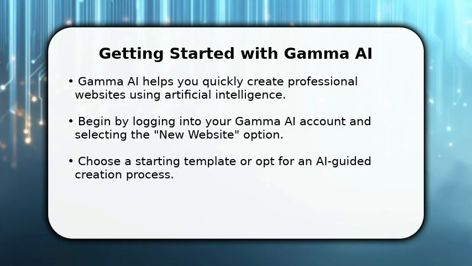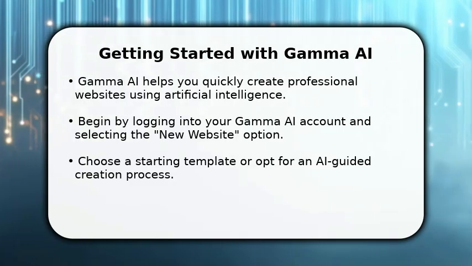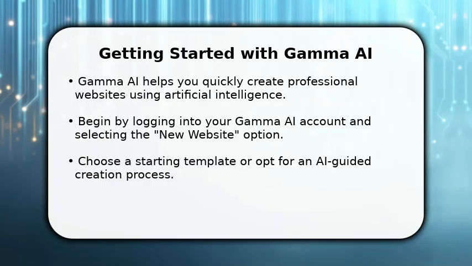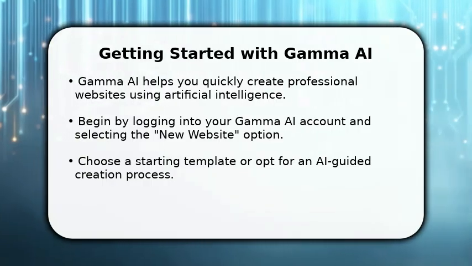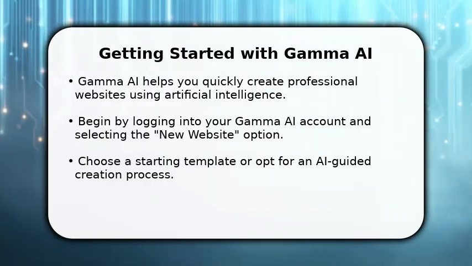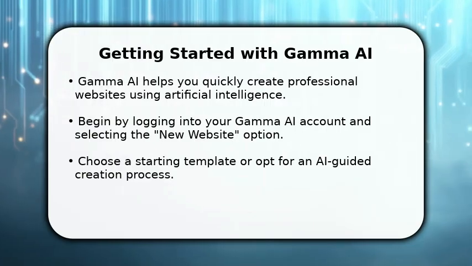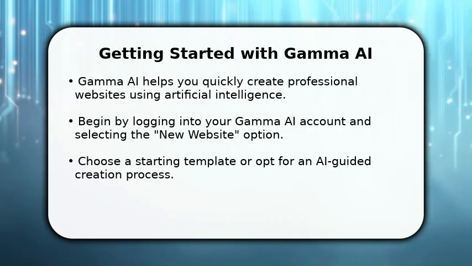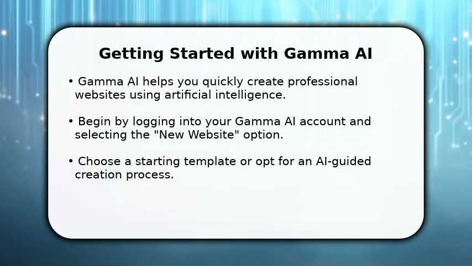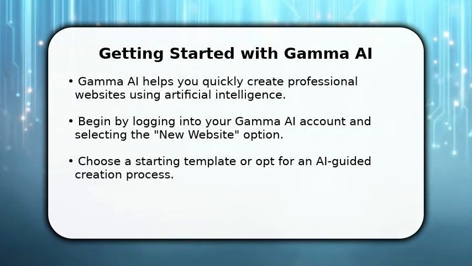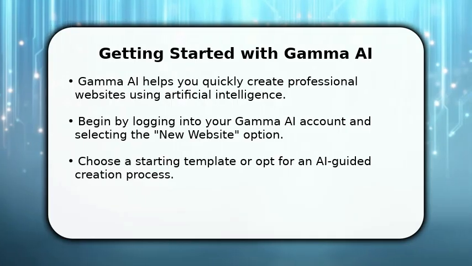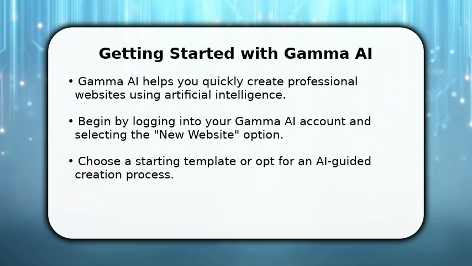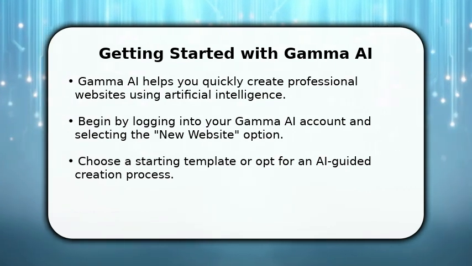In this video, I will explain how to use Gamma AI for website creation. Gamma AI is a powerful tool that leverages artificial intelligence to help you build stunning websites with remarkable speed and ease. To begin, simply log into your Gamma AI account. From your dashboard, you will find a clear option to start a brand new website project. You can then choose to select a pre-designed template or let the AI guide you through the initial setup process, making it incredibly straightforward to get started.